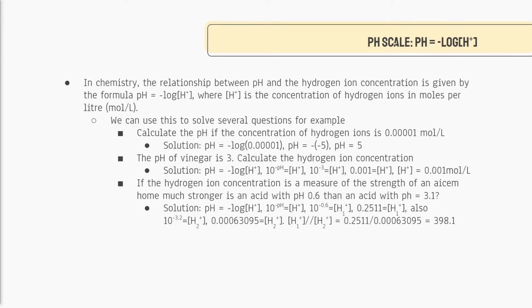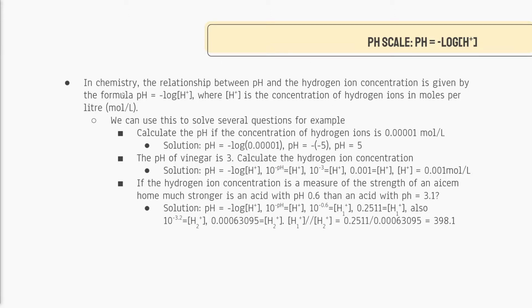So our first one is the pH scale, given by the equation pH equals the negative logarithm of the hydrogen ion concentration. That is what this H plus means. So again, I'm going to describe that here. In chemistry, the relationship between the pH and the hydrogen ion concentration is given by this formula here, where H plus is the concentration of hydrogen ions in moles per liter, which we write as the following.